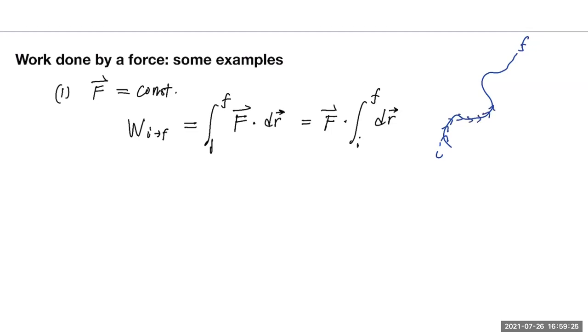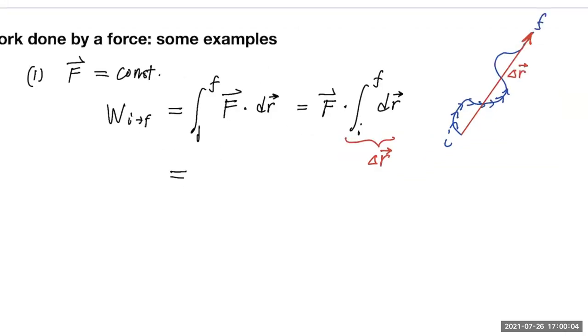Add all these little displacements up. But what is the final outcome if you add all these dr's? It's the same as the straight vector starting from the initial point to the final point, right? Let me make sure I draw it straight. This is the sum of all these little dr's, so that's delta r. So this is just equal to the dot product of F and delta r.